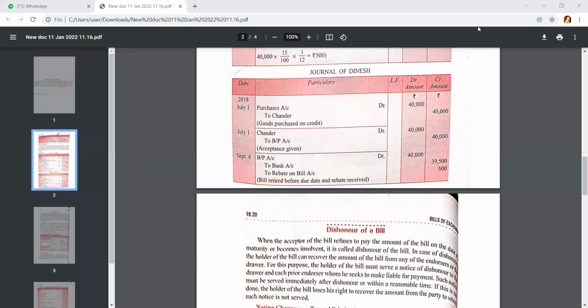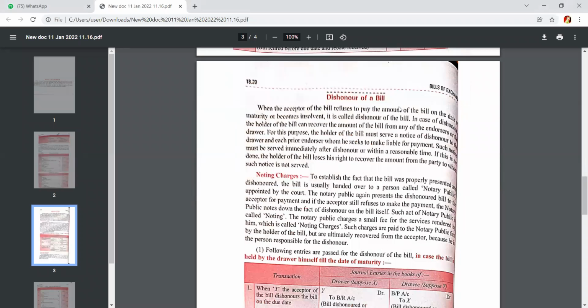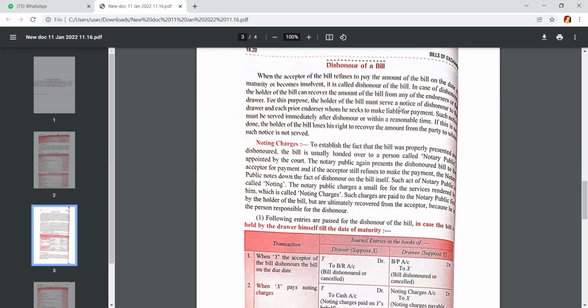So after doing the debate on retiring of a bill, let's move ahead to the next topic, and that is dishonor of a bill. See, sometimes this can happen. Suppose X draws a bill on Y for 2 months, but after 2 months, Y doesn't have any money to pay, and Y just informs X that I'm not able to pay you the money back. So now, please settle down. What happens in that case?